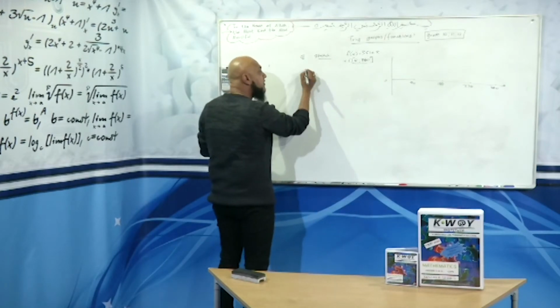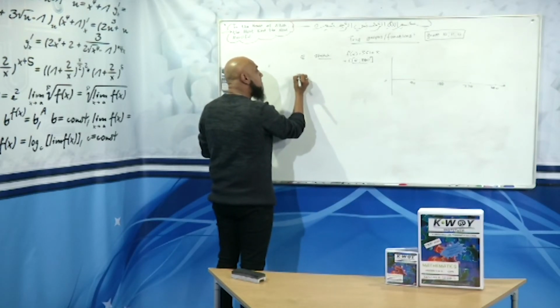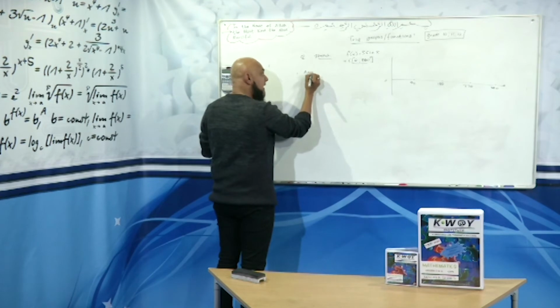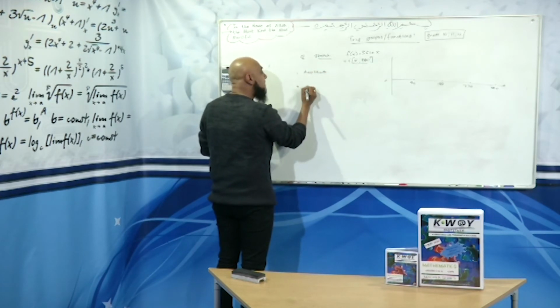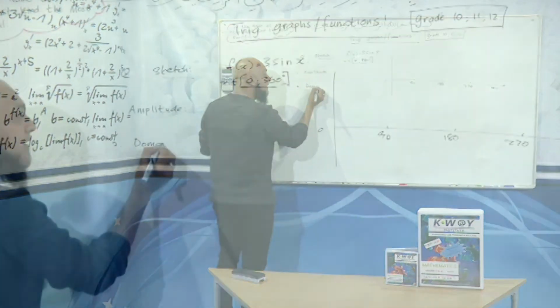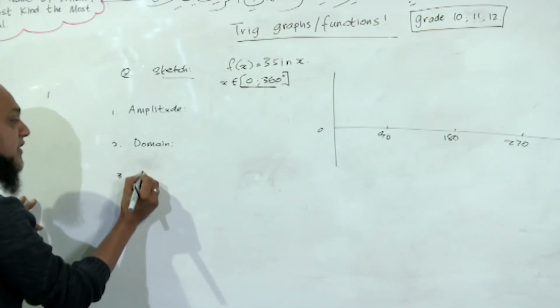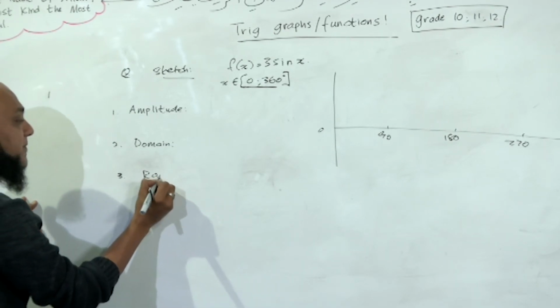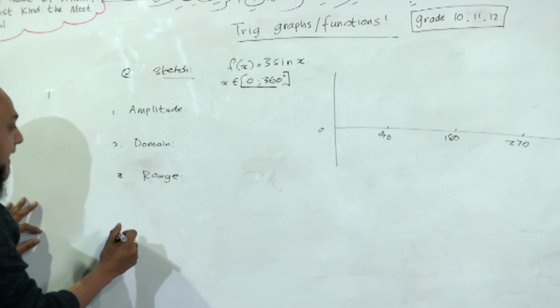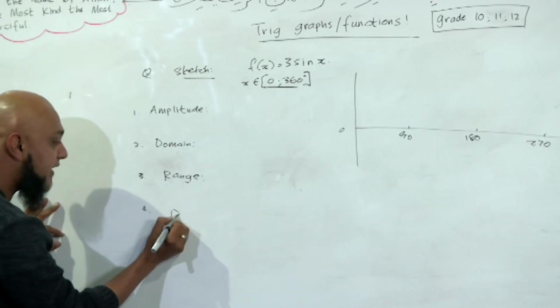They could ask you, what is the amplitude of the graph? And I'll explain all these terms. What is the amplitude? What is the domain? What is the range? And these are all 2-mark questions, guys. And they might ask you, what is the period of the graph?